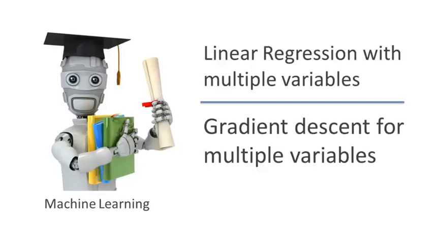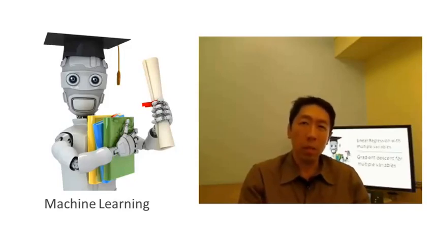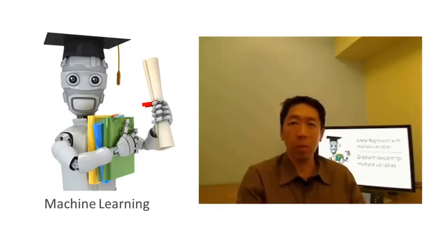In the previous video, we talked about the form of the hypothesis for linear regression with multiple features, with multiple variables. In this video, let's talk about how to fit the parameters of that hypothesis. In particular, let's talk about how to use gradient descent for linear regression with multiple features.